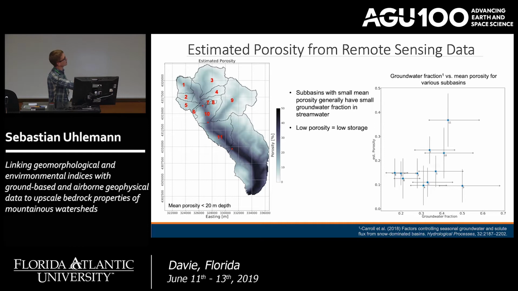The only outlier is number 9 here. This is Copper Creek, which also has quite a different geology compared to the other basins. But basically what this tells us is that if we have low porosity, we have low storage.